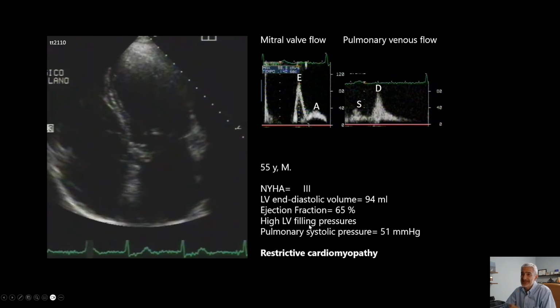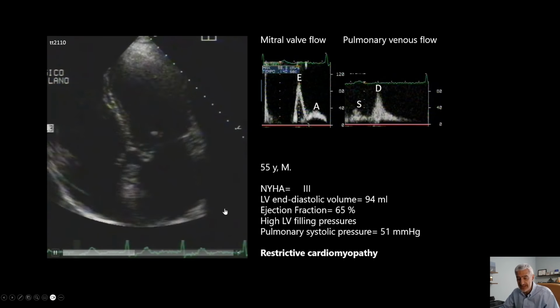So this is an example of why you need to understand and analyze left ventricular diastolic function in your routine echocardiographic examination.